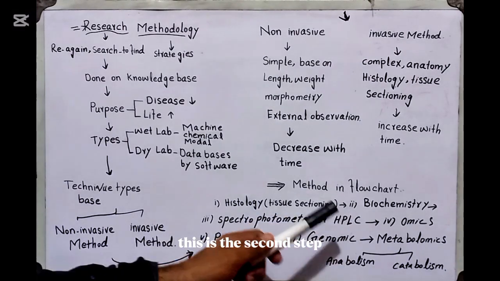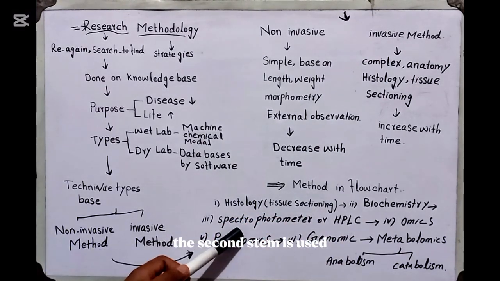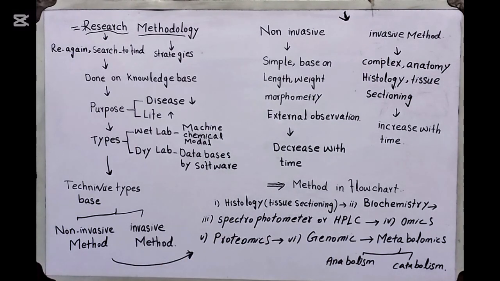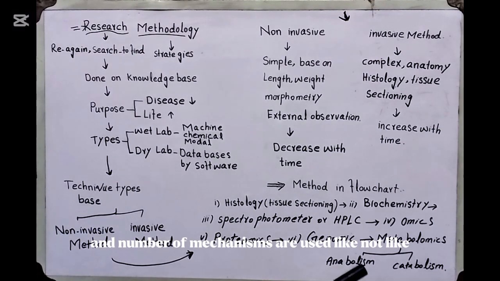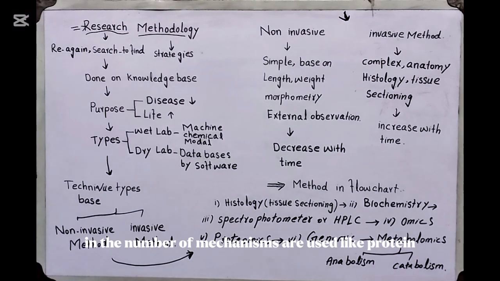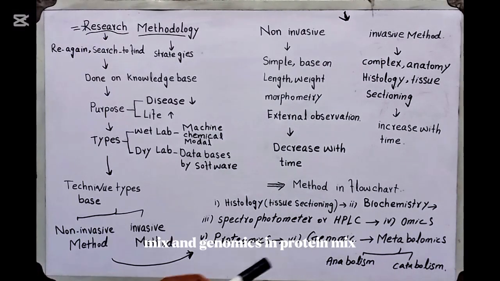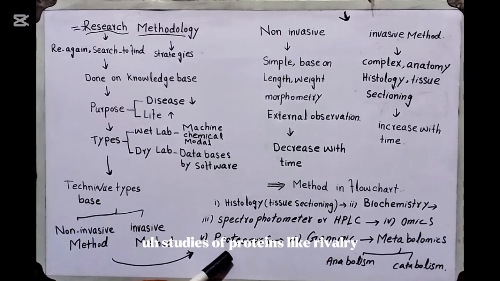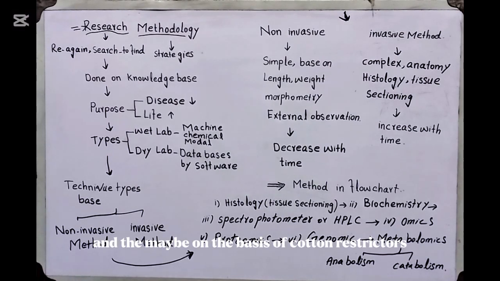This is the second step. In the second step, a spectrophotometer or HPLC is used. A number of mechanisms are used, known as omics, like proteomics and genomics. In proteomics, we study different stages of proteins, like primary, secondary, tertiary, and then maybe on the basis of quaternary structures.